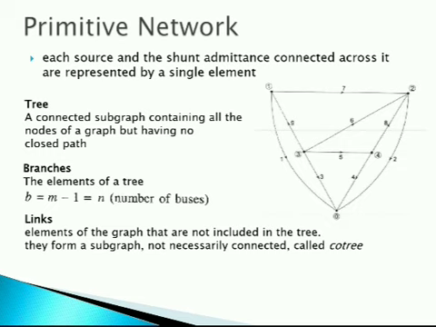Now the branches are the elements of the tree. So when we have a tree, the tree has these branches. There is another concept called the links. Links are elements of the graph that are not included in the tree. They form a subgraph, not necessarily connected, and it is called a co-tree.